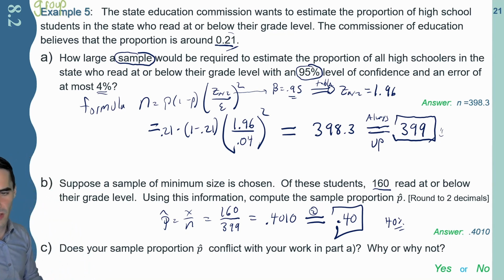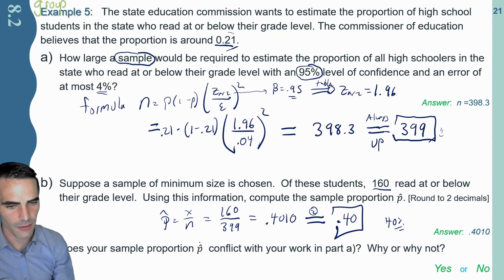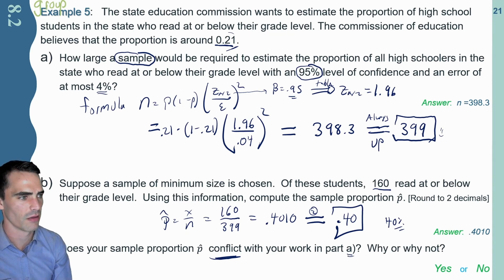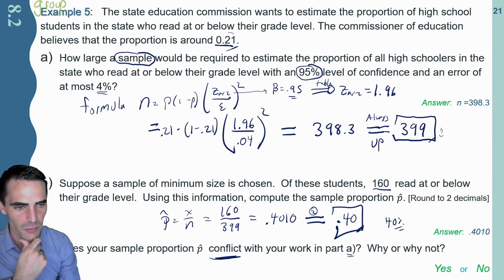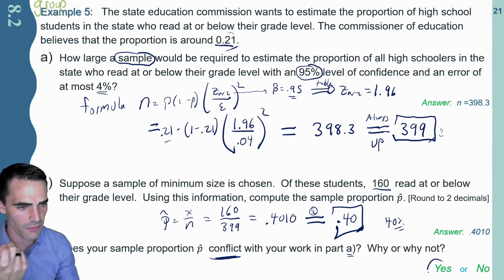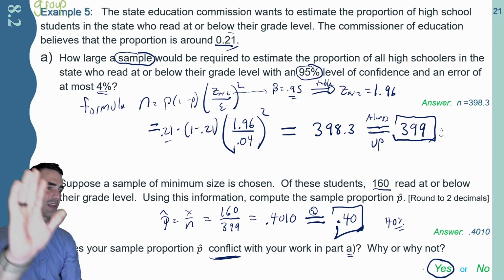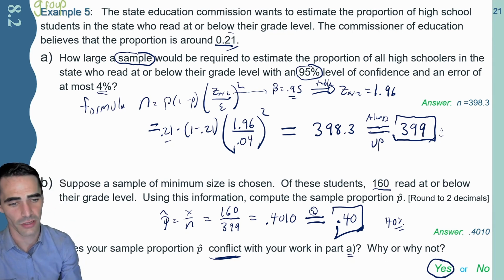Here's our first application. Does your sample proportion, p hat, conflict with your work in part A? Again, part A was the sample size work we did. What does conflict mean? Notice here the proportion is 40%, but what proportion did we use? 0.21, 21%. So do they conflict? Yeah, they're different. They said, hey, look, we think it's around 21%, take it or leave it. Well, in actuality, you were pretty darn off.